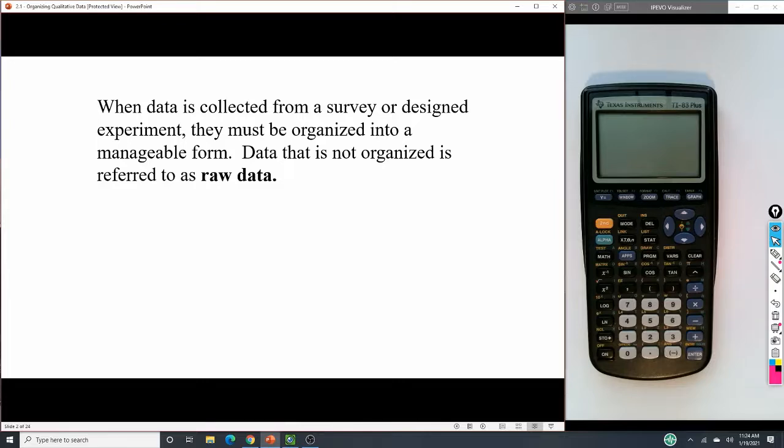Any data that's not organized, we call that raw data. That is just the stuff that has been inputted there. We've not done anything with it. We've just collected that data, not done anything. That is our raw data. Okay?